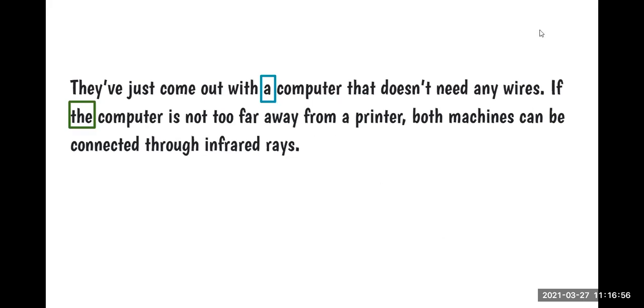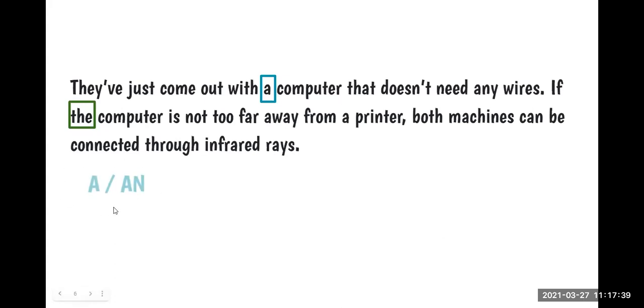Not Teacher, exactly. It could be because we mentioned the computer for the first time. Yes, because here in the first sentence, we are mentioning the computer for the first time in the conversation. And then here we are mentioning the computer for the second time. Okay, so when we mention something for the first time, we use a. But when we mention the same thing a second time, we can use the. This is one of the rules for the articles.